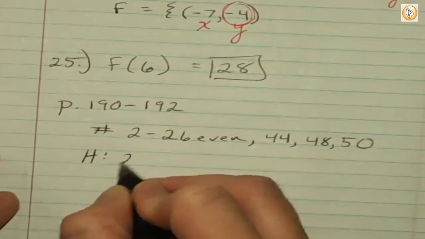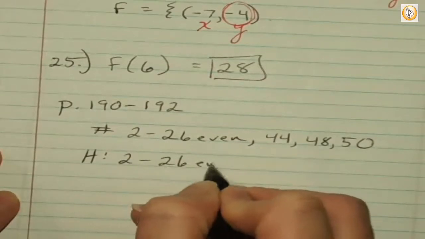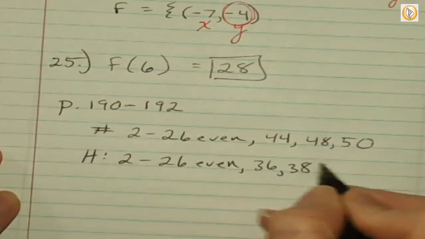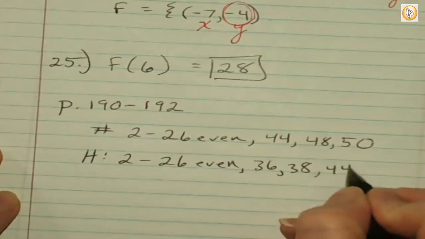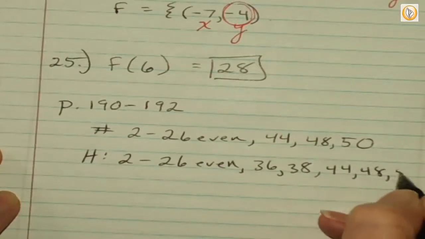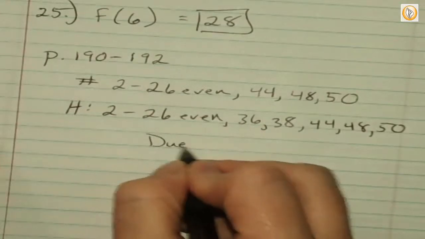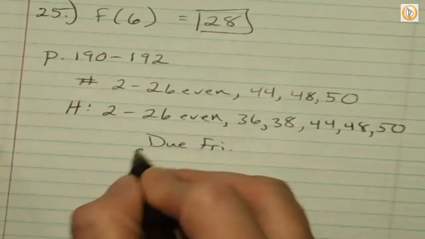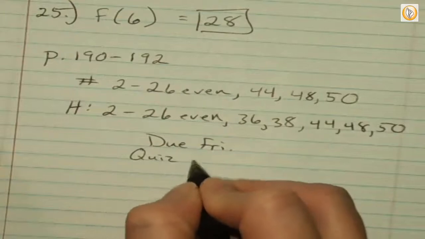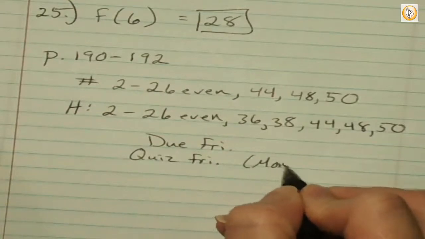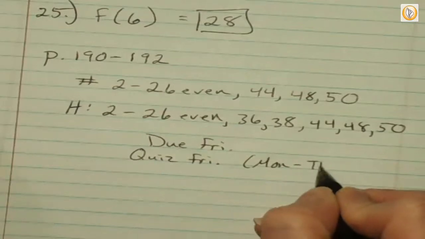Oh yeah, y'all can handle it. 2 through 26 even. 36, 38, and 44, 48, and 50. You have 2 extra problems. You will be okay. It is due Friday. You have a quiz tomorrow. And the quiz is over everything from Monday to today.